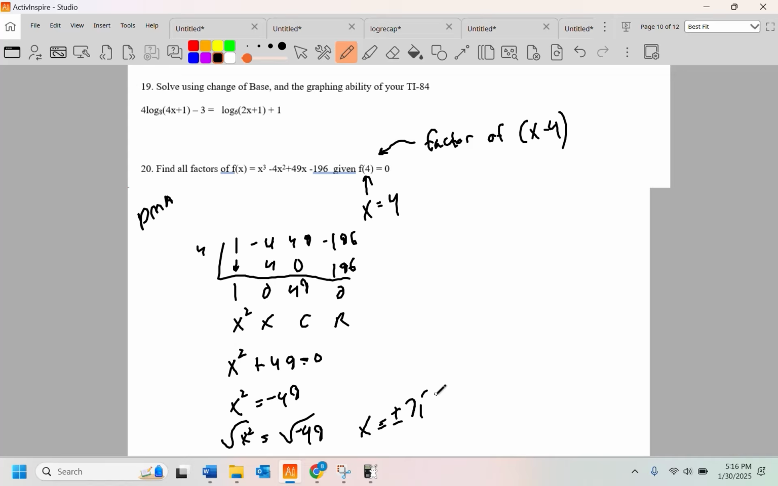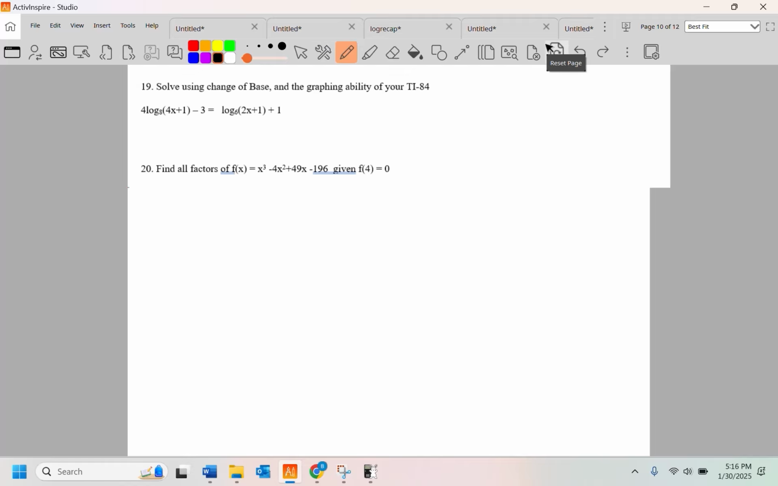So one of your factors was real. The other 2 are what we call complex factors, and they are x plus 7i and x minus 7i. And there are your 3 factors of said polynomial. You're welcome. Moving on to number 19, solve using change of base and the graphing ability of your TI-84.